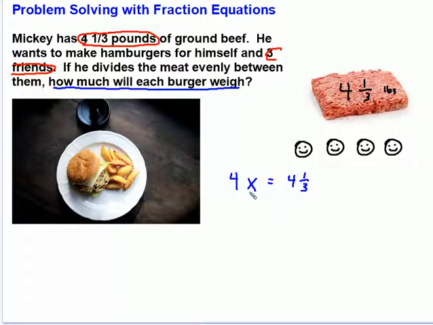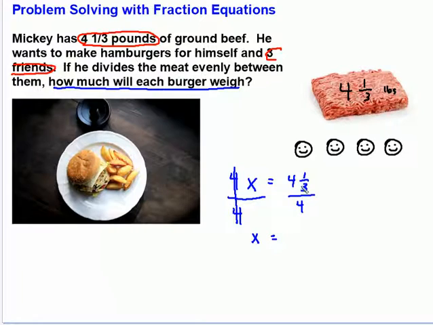So how are we going to solve this equation? Well, we're multiplying 4 times x. So to get x all by itself, we need to divide. Use the inverse operation and divide. 4 divided by 4 gives me 1. And 1 times x is just x. Whatever we do to the left side, we have to do to the right side, so we have to divide by 4 on this side as well.